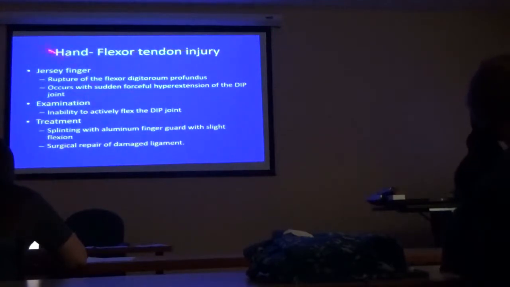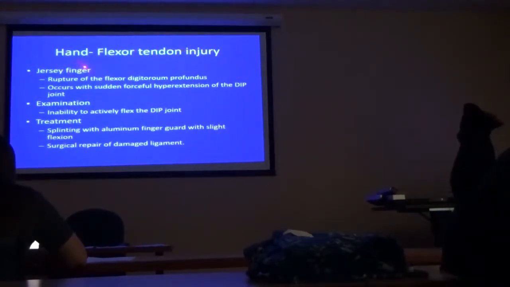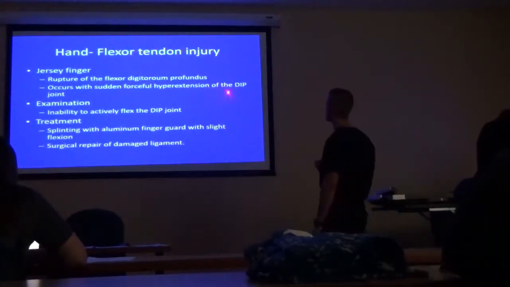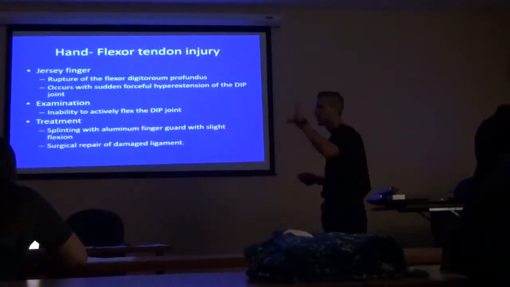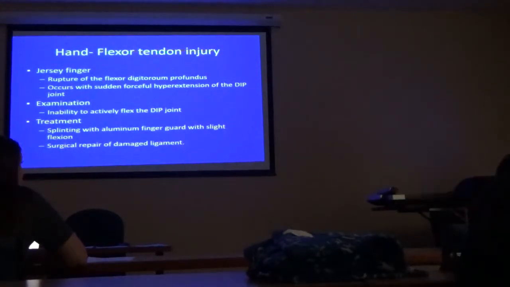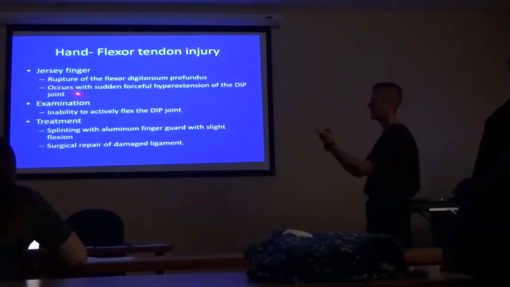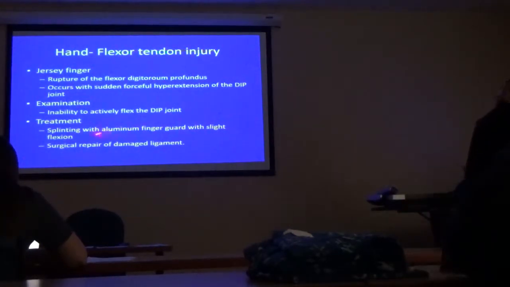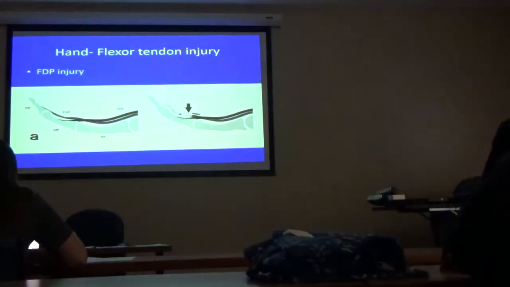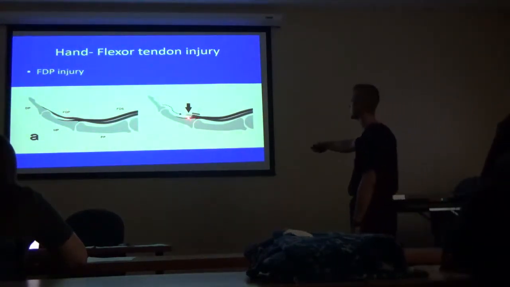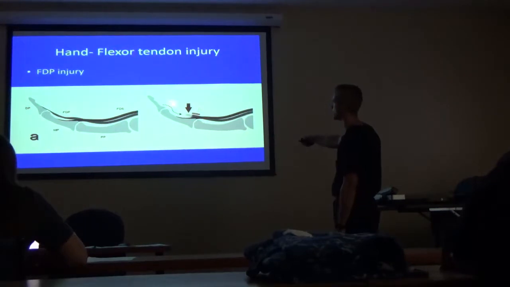Flexor tendon injuries, jersey finger. Rupture of the flexor digitorum profundus occurs with sudden forceful hyperextension of the DIP joint. Usually football players get it from tackling somebody and pulling at their jersey, and it rips their finger backwards. There is inability to actively flex the DIP. Treat with splinting with an aluminum finger guard in slight flexion, and surgical repair if there is really bad ligament damage.